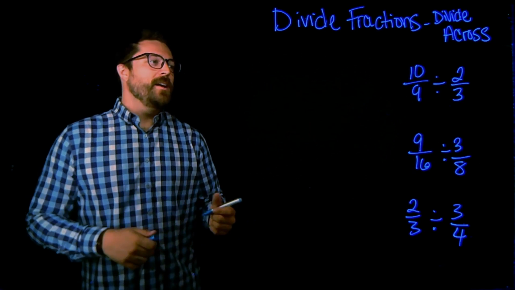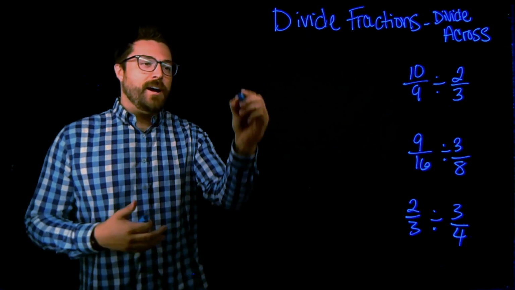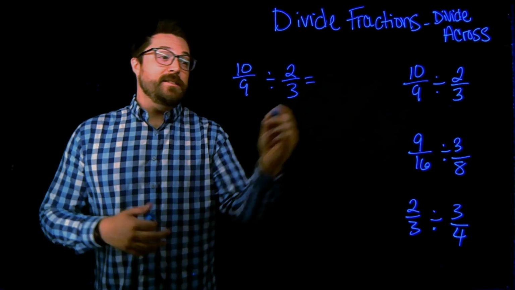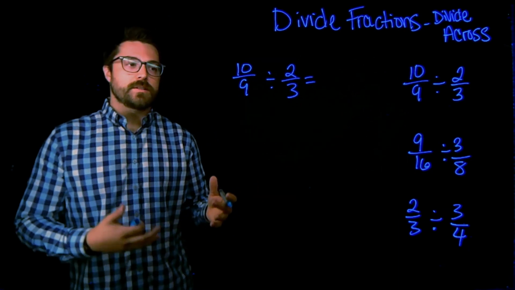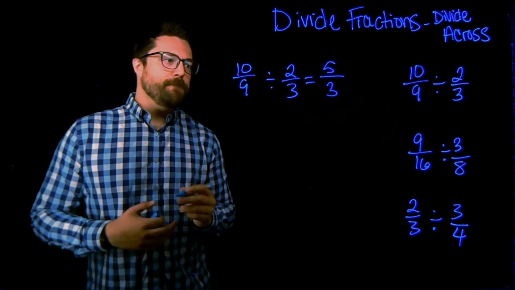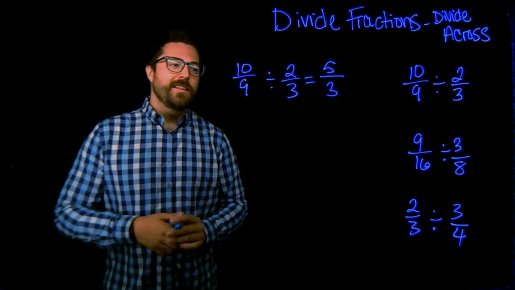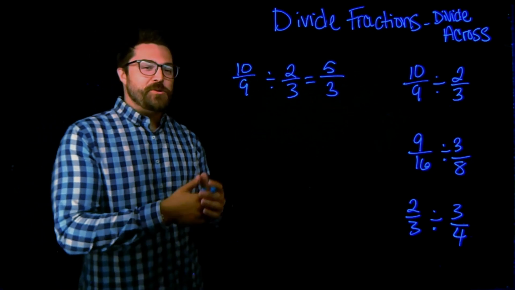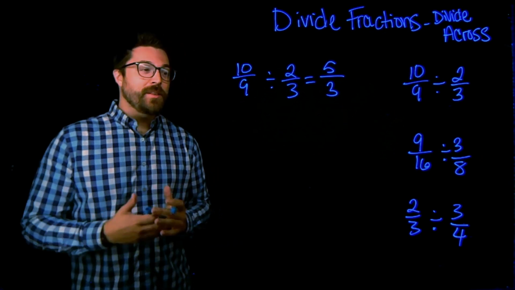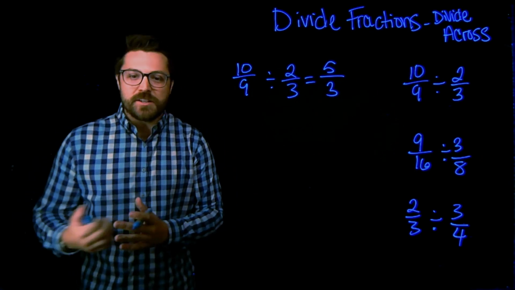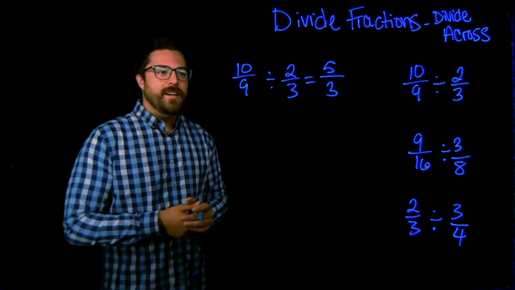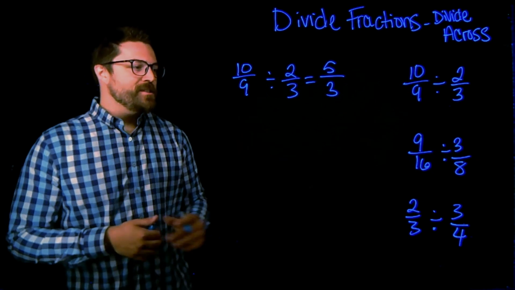So we'll take this first one, 10/9 divided by 2/3. If I divide across, much like I would multiply across if this were multiplication, 10 divided by 2 is 5, and 9 divided by 3 is 3. So 10/9 divided by 2/3 is 5/3. And if you don't trust that that's the quotient, I challenge you to pause the video and check it any way you like, maybe with a strategy from other videos where we've talked about dividing fractions. But 10/9 divided by 2/3 is 5/3.